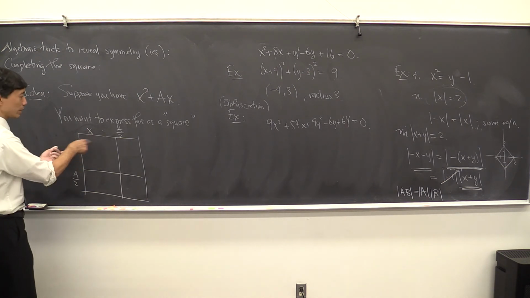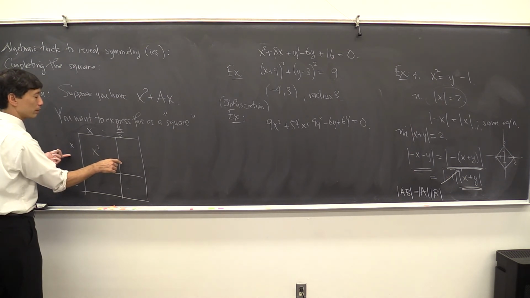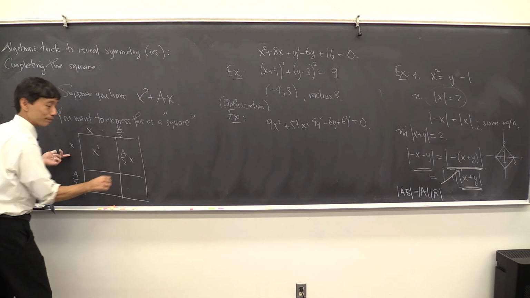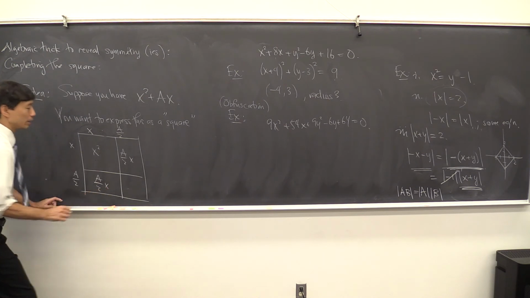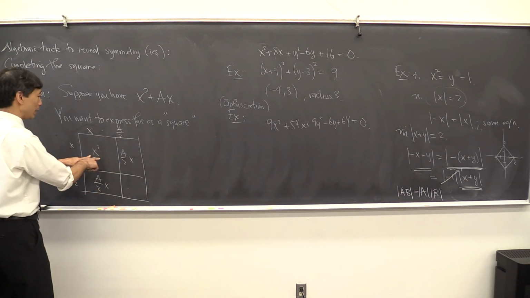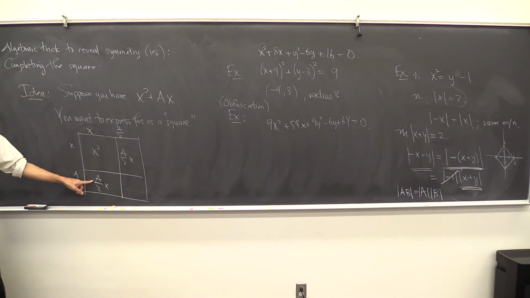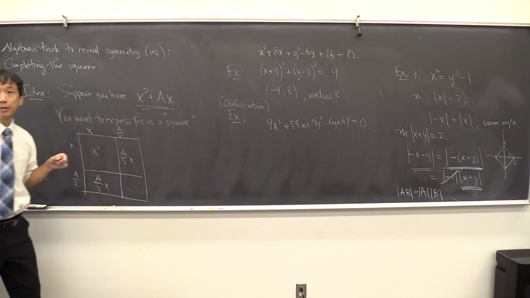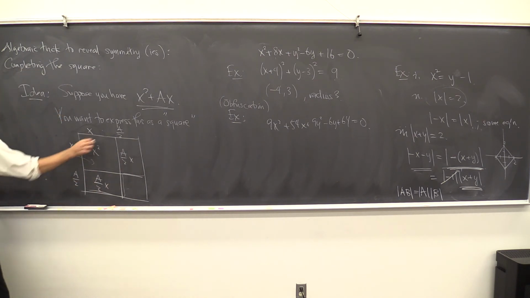What's this area here? What's x times x? x squared, right? What's this going to be? a over 2 x. And what's this going to be? a over 2 times x again, right? Now just look at these things I've put up. I've got x squared and I've got a over 2 x and a over 2 x, right? That's the same thing as this total thing here, which is my x squared plus ax.